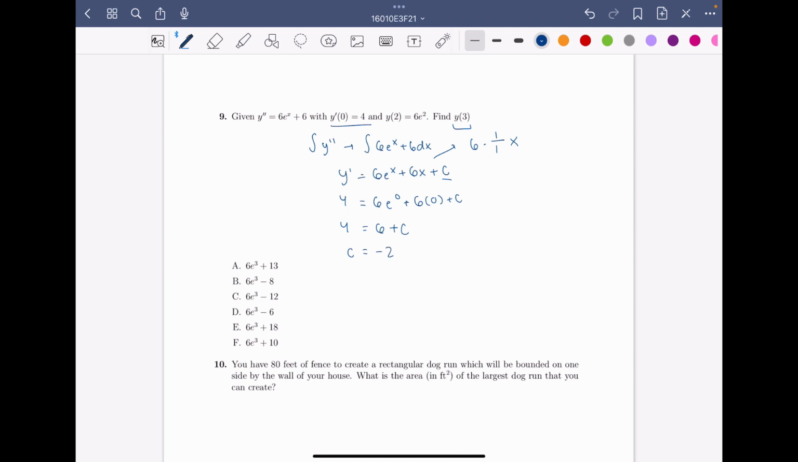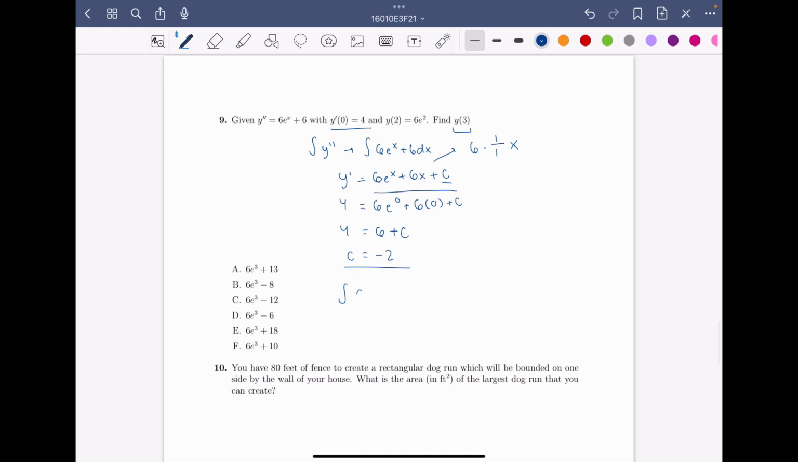Now we got to integrate again to find y, so we're going to integrate this with our plugged in constant. So integral of 6e to the x plus 6x plus or minus 2 dx. I'm going to take the integral again. E to the x is just e to the x. 6e to the x plus, this would be 6 over 2x squared minus 2x plus c.